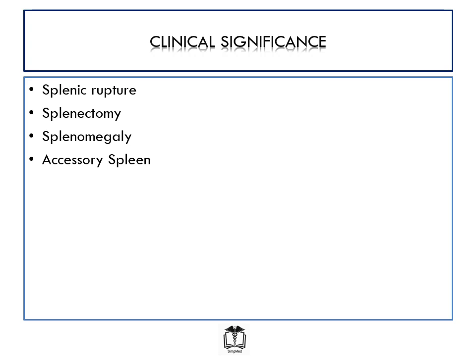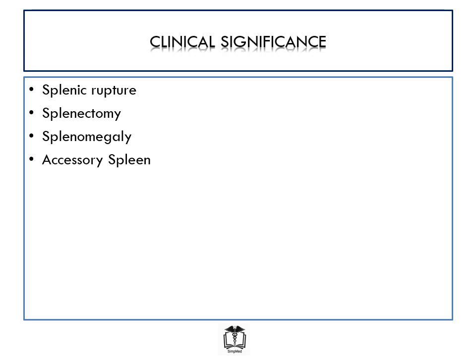So splenomegaly is also a clinical significance. This is when the spleen is markedly enlarged. This is typically seen in children with sickle cell disease. It's also seen in individuals with some form of blood cancer like leukemia and lymphoma. Remember, the spleen is the largest lymphoid tissue. So if you have a lymphoma or leukemia, one of the common complications of that would be an enlarged spleen.